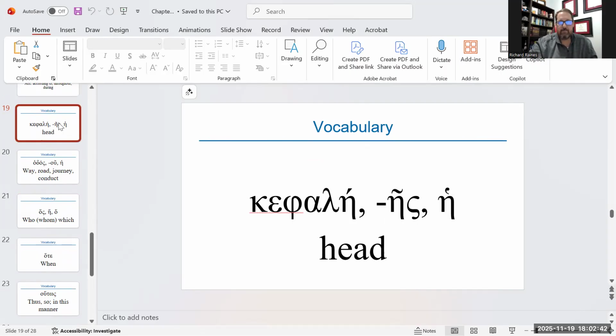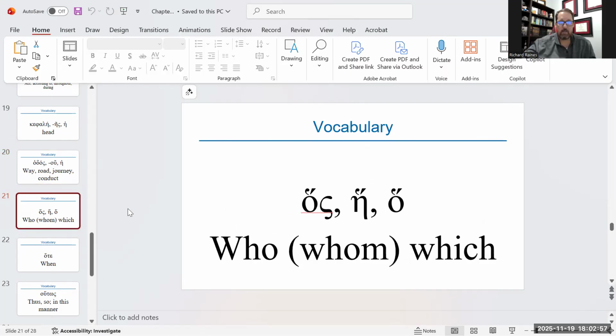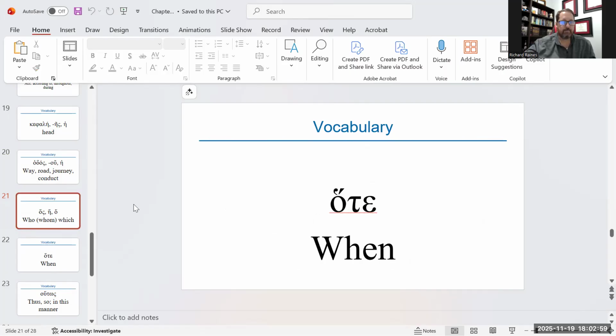All right, kephale, head. Kephale. There's another rough breathing mark. Hodos, that means way, road, journey, or conduct. Here are those relative pronouns, hos, he, ho. Another rough breathing mark. The further you go into the vocabulary, the more important understanding these breathing marks and accent marks will be, because some of these words are going to have the same letters but different accents or breathing marks that mean different things.